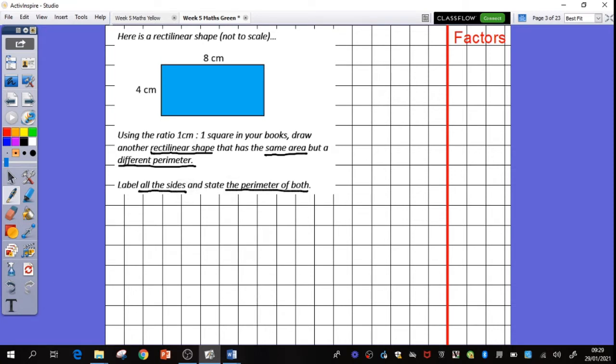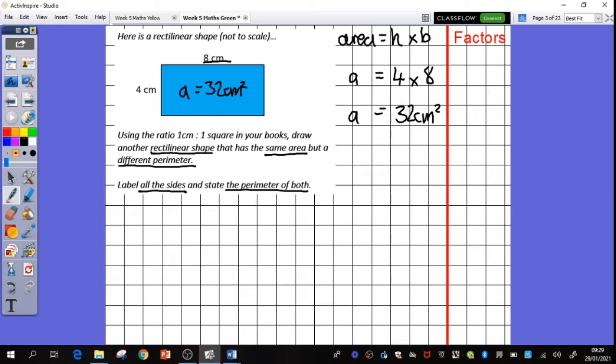So the first thing I'm going to need to do is, let's write the formula for area. Formula for area is its height times its base. I'm going to shorten area to A now. So what is the height? 4 centimetres. And its base, 8 centimetres. So the area of this shape must be 32 centimetres squared. Area equals 32 centimetres squared.